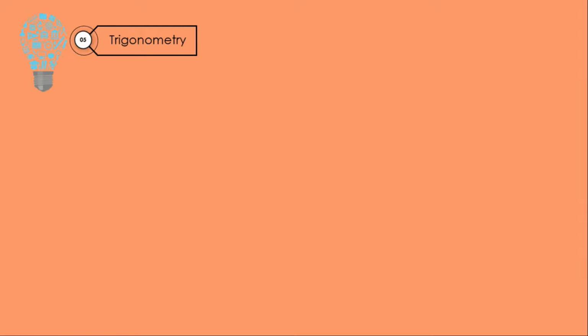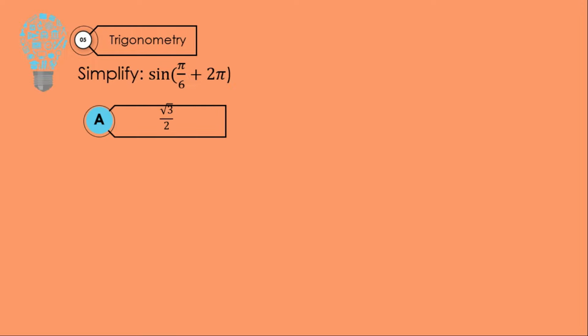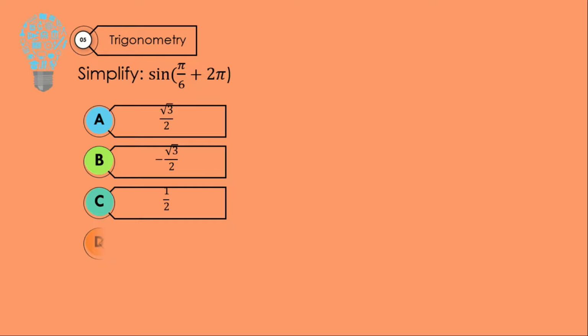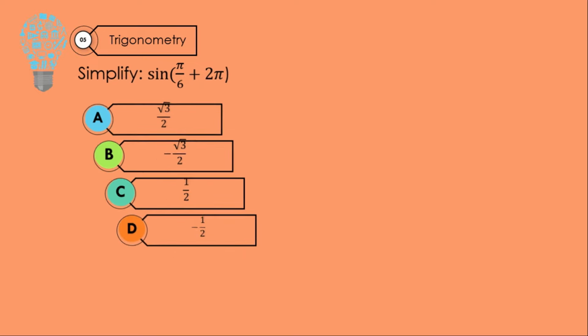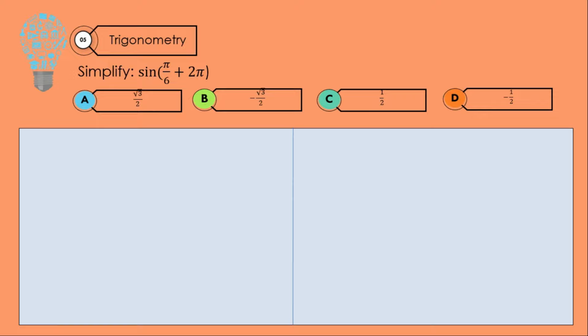For our third problem, simplify sine quantity pi over 6 plus 2 pi. A. Square root of 3 over 2. B. Negative square root of 3 over 2. C. 1/2. D. Negative 1/2. For this problem, we are going to use the sum and difference formula.